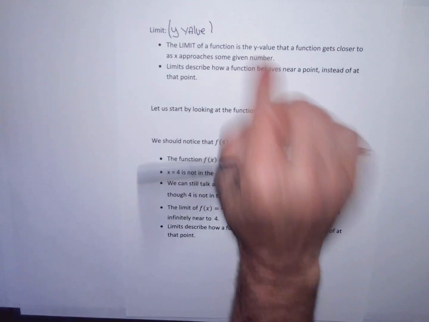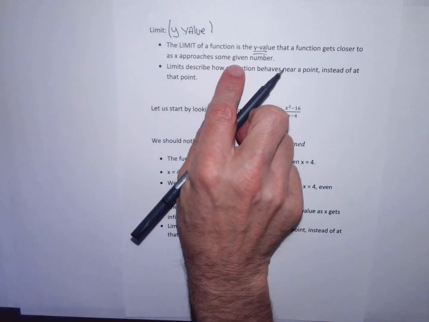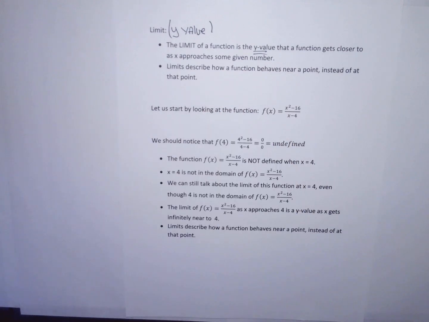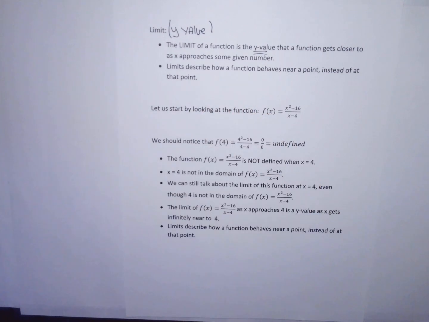The limit of a function is a y value that a function gets closer to as x approaches some given number that I'm going to make up for you. I'm going to tell you, find the limit as x gets closer to this number. We'll start off with the number 4. So the limit describes how a function behaves near a point instead of at that point. This, for me, is beautiful because I already know what a limit is. If you don't know what a limit is, this is probably just garbage. But after we do the lecture, if you need to review, you can go back and read this with some base knowledge, and then it'll probably make a little more sense what I have written here.